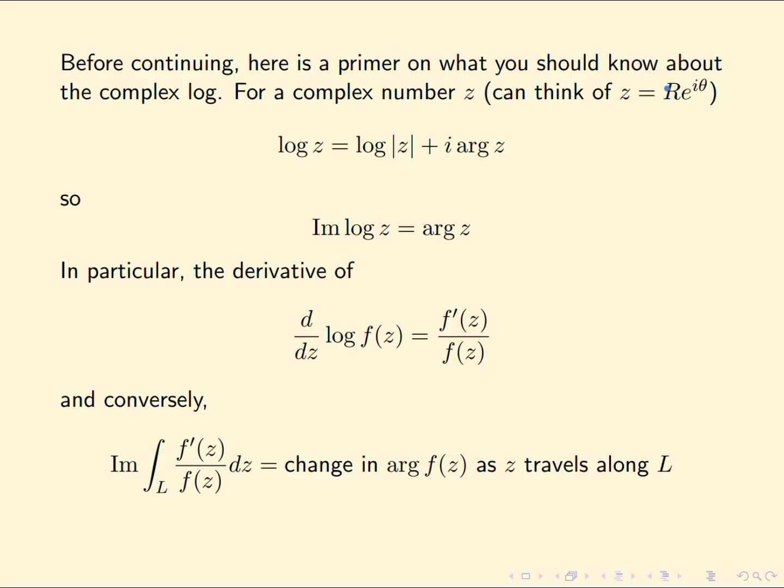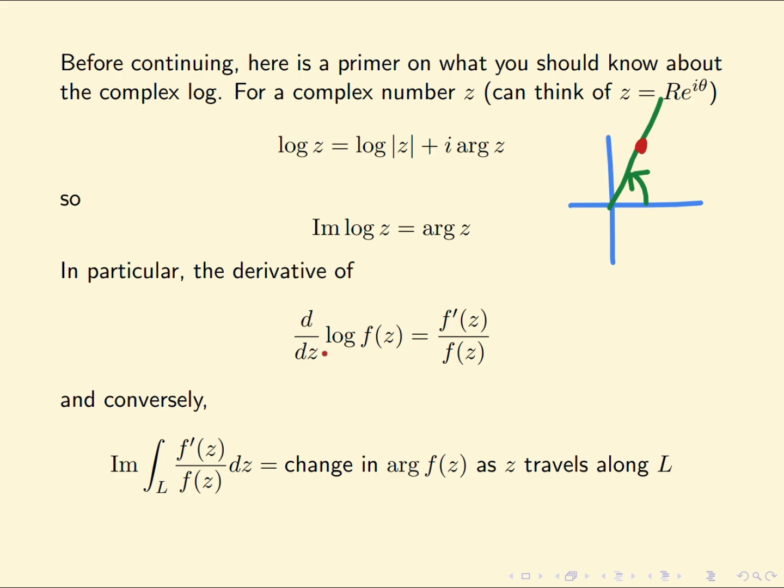And then the first thing is just log of the absolute value, which is r. And then you have i times the arg of z. Well, the log of e to the i theta is just i theta, so that's where you get the i from, and then the theta is just the arg of z, which is the angle. So like the point here, the arg would be the angle here for a given complex number. And then in particular, the imaginary part of the log of z is just the arg of z.